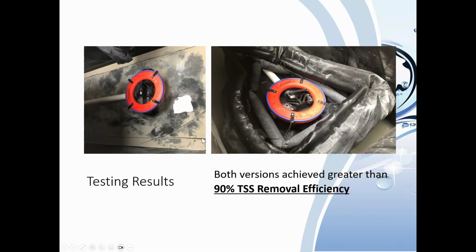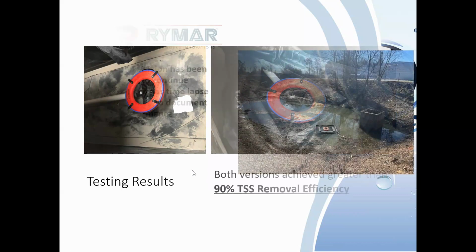The testing results were that both versions achieved greater than 90%. I believe technically the smaller version achieved 96%, which was a 2-inch skimmer with a 1.5-inch orifice. Then we tested our 4-inch skimmer with a 4-inch orifice, and it got about 92%. So both achieved 90% or more TSS removal.